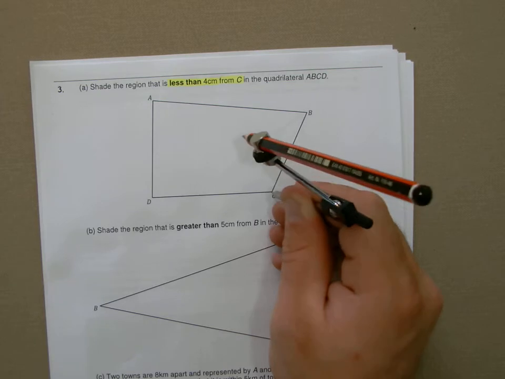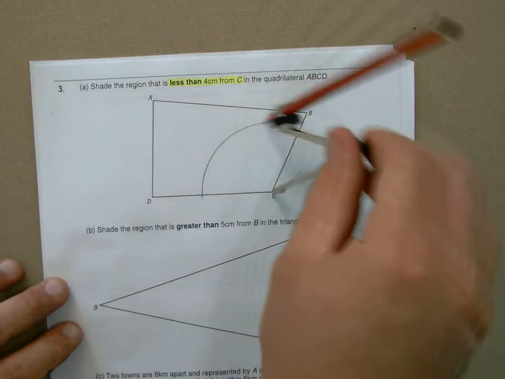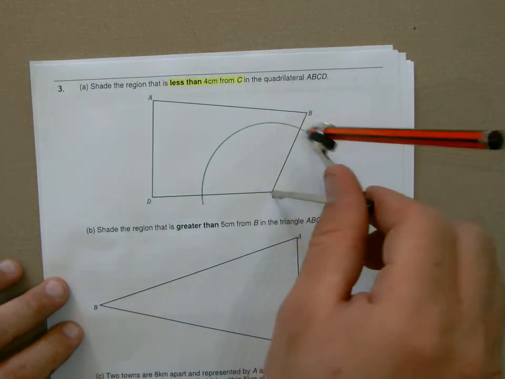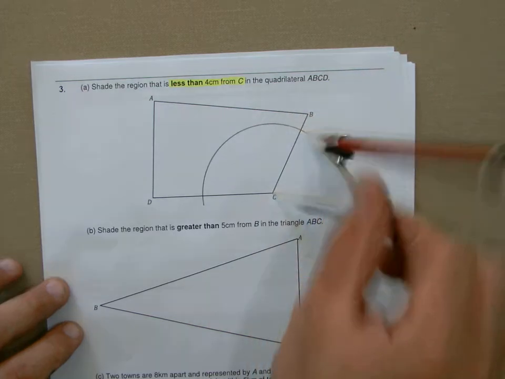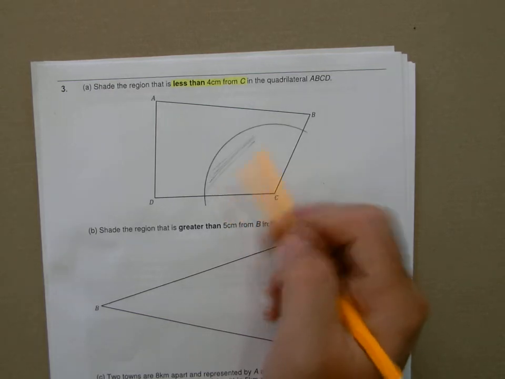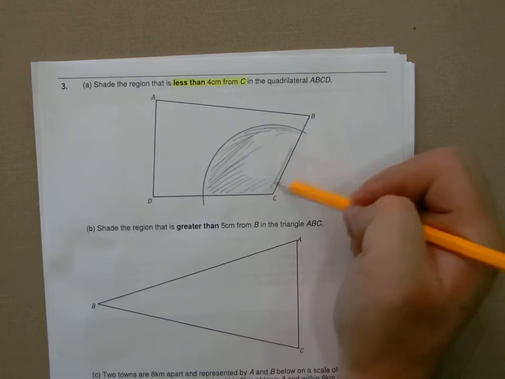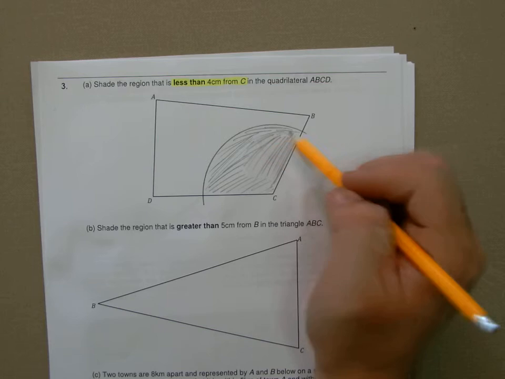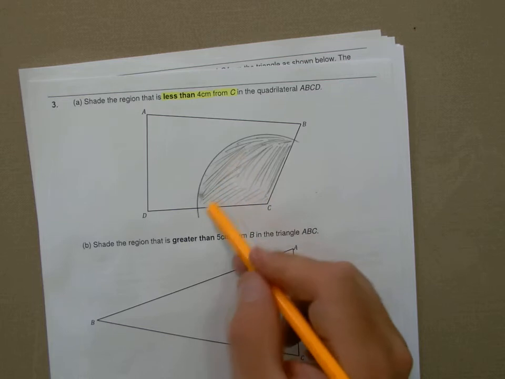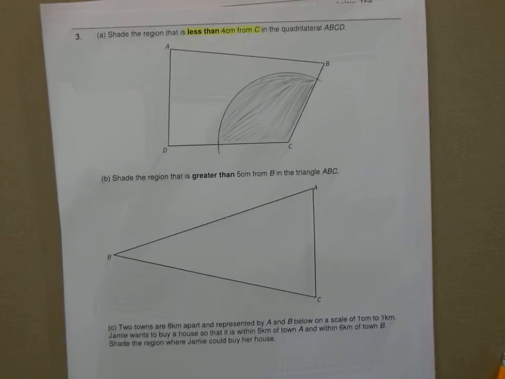So what I do then is I put my pin on C and I draw an arc of 4 centimeters so that it covers the whole of the inside of the quadrilateral, and every point on this arc is exactly 4 centimeters from C. It doesn't matter if I go over the edge, that's not a problem, but when it comes to shading in the region that is less than 4 centimeters from C, I need to shade in all of this here, and make it clear that everything here is less than 4 centimeters. If you're on the arc, you are exactly 4 centimeters, but we want less than, so everything inside there.